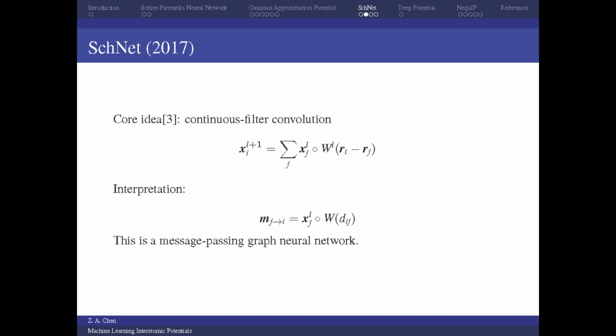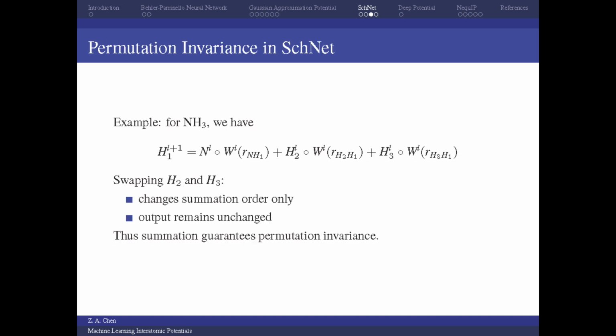Each atom has a feature vector, and the update rule is this. Here, W_l is a neural network that generates filters from interatomic distance. This equation can be interpreted as message passing. The message from atom j to atom i is like this. Then the messages are aggregated by summation. This summation operation naturally guarantees permutation invariance because changing the order of neighbors does not change the result.